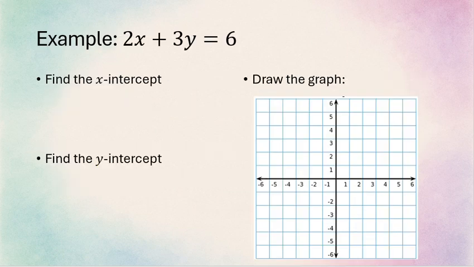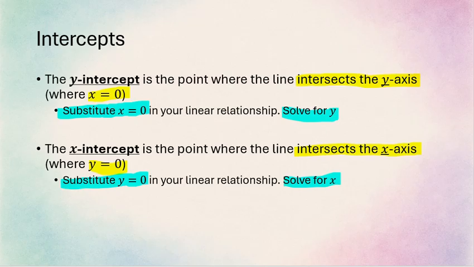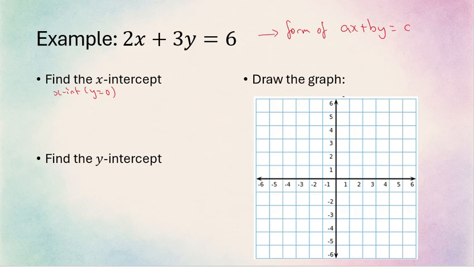Now, let's just go through an example. I have my lovely looking linear relationship here. This is in the form of ax plus by equals c. I gave you this form already, but it doesn't hurt to look over it again, okay? Finding the x-intercept. So, x is found when y equals 0. What am I going to do? I'm going to substitute y equals 0. So let's just do that. 2x plus 3(0) equals 6.